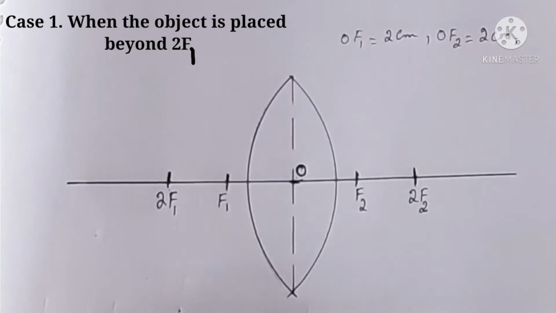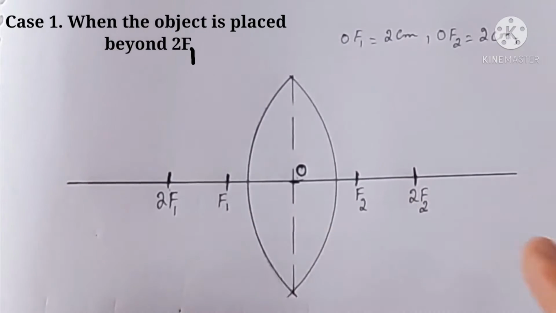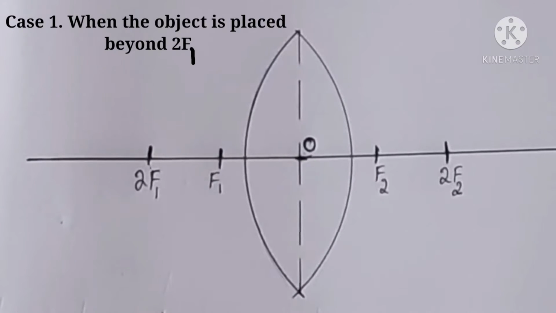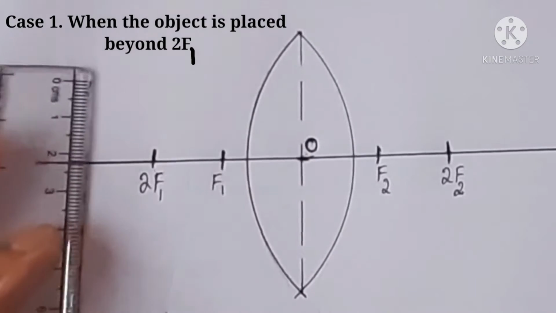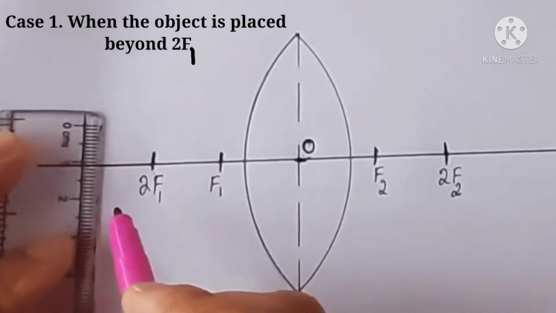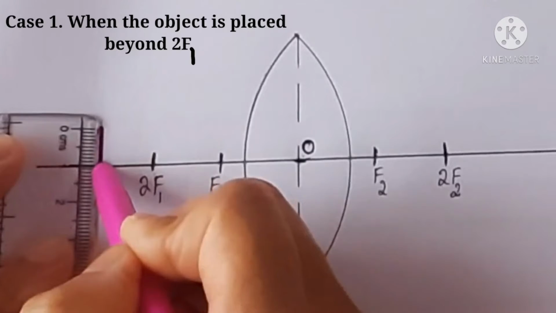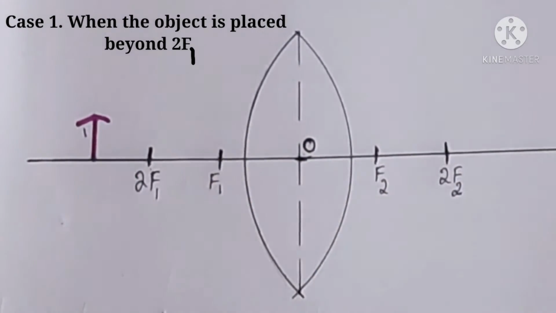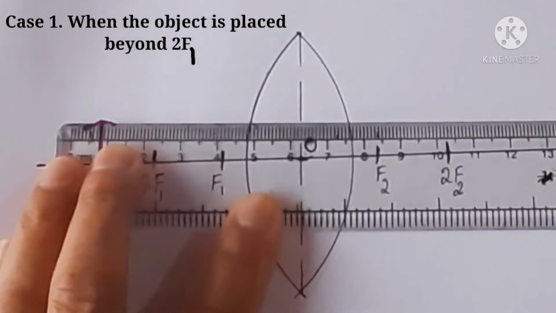Okay, so that is the first step. You draw the lens, the optical center, principal axis, measure F1, F2, twice F1, twice F2. You are asked to put the object beyond twice F1. Beyond means behind. So I'm going to place the object anywhere but behind the twice F1. At the same time, keep in mind, you measure the height of the object also. So I'm taking 1 centimeter height of the object. So that is the object placed behind twice F1.